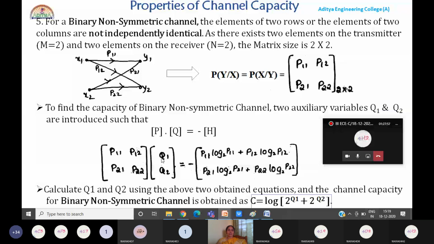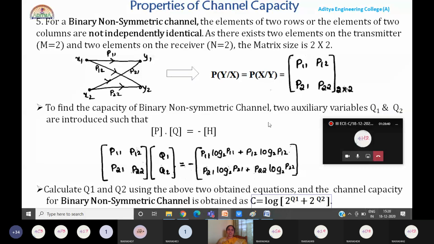Now you have to solve for Q1 and Q2. These two are the introduced auxiliary variables. You can calculate Q1 and Q2 by using the product of the P and Q matrices as minus H, and using the two equations, let us solve Q1 and Q2. After calculating Q1 and Q2, the channel capacity is obtained as C is equal to log of 2 power Q1 plus 2 power Q2.